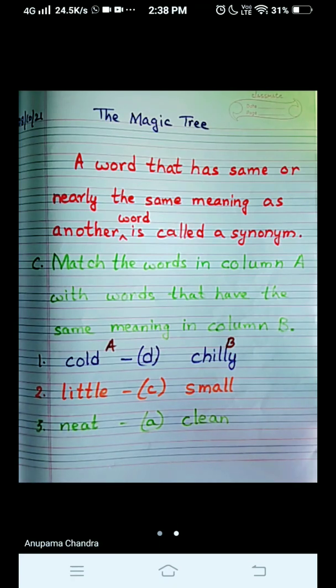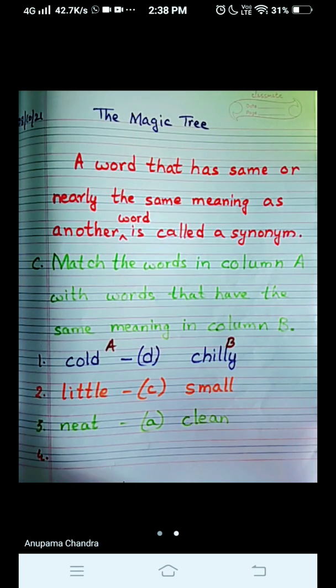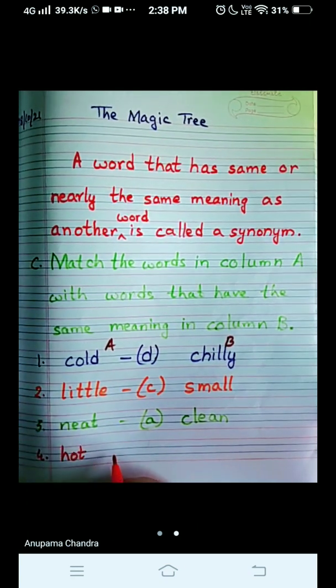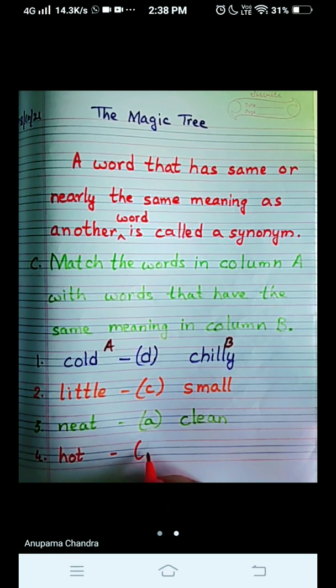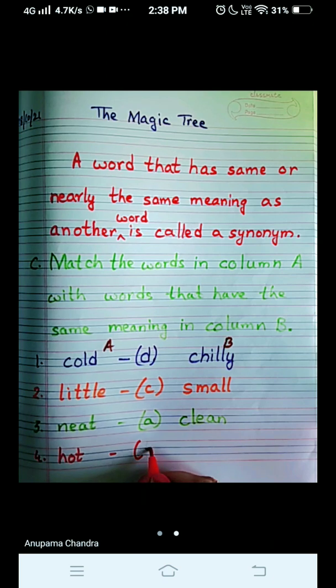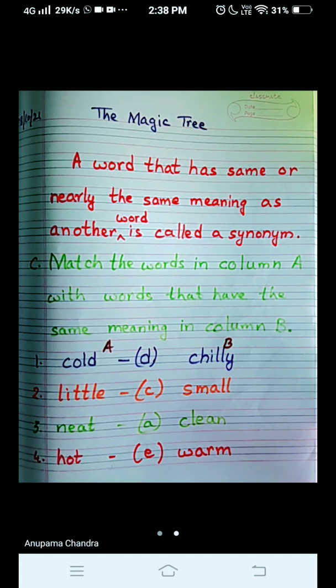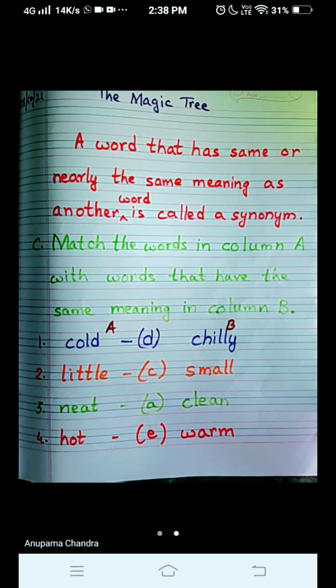Now we come to number 4, and the fourth one is hot, H-O-T, hot. What can be the word for this one? The synonym for hot can be, two are left now, correct and warm. So E can be the correct option for this one, that is warm, W-A-R-M, warm. And the last one, I'm gonna write it here only.